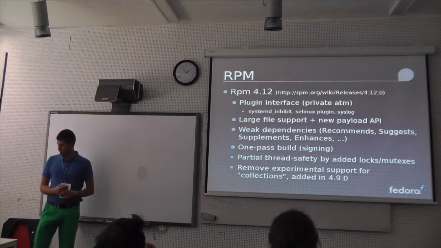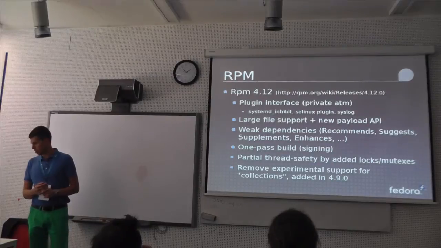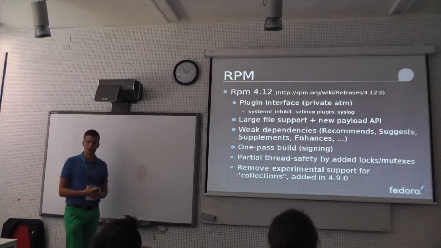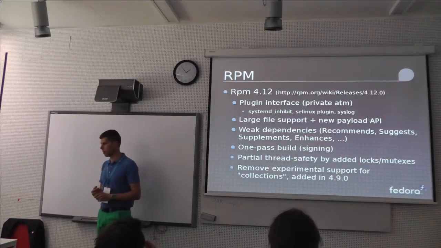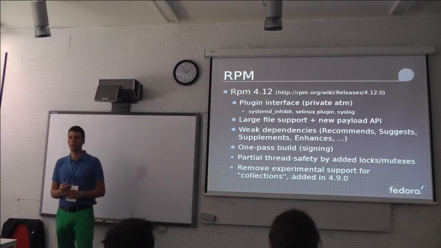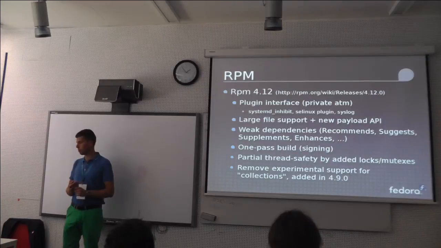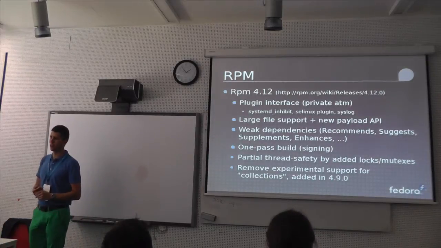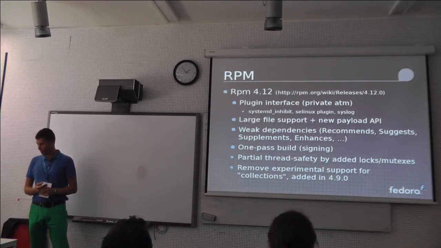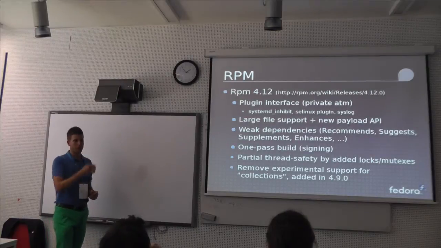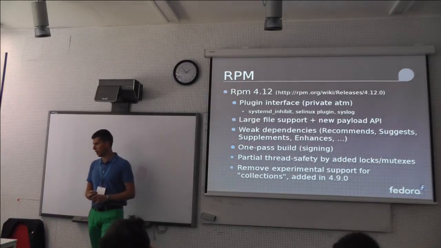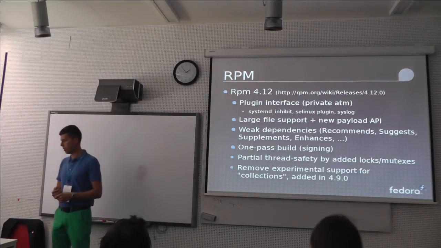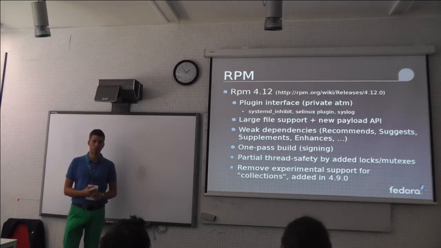Okay, so there is the large file support and new payload API. I'm not sure if you know this, but historically RPM uses the CPIO format, which has some problems with files larger than 4 gigs. So Florian over there implemented a new code for the payload, and we can already work with files larger than 4 gigs.